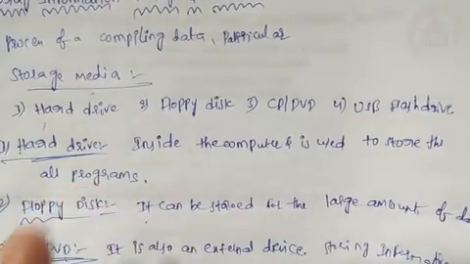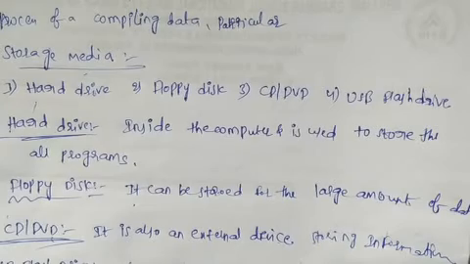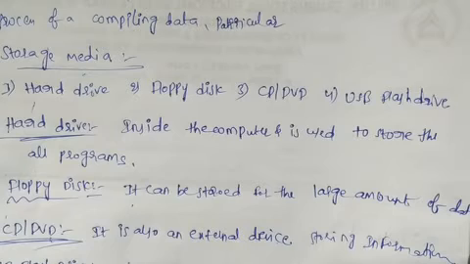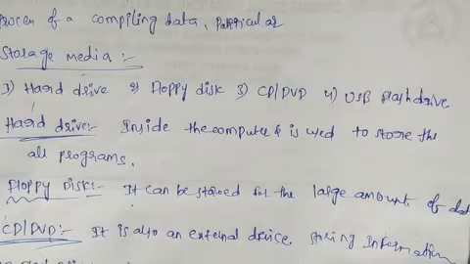Hard drive means you use it for storing any record in a computer. Next is the floppy disk, which is used when there is a large amount of data. CD or DVD is an external device also used for storing purposes. The fourth one is the USB drive, also used for storing, and it is the smallest device compared to the others. The example is the pen drive.